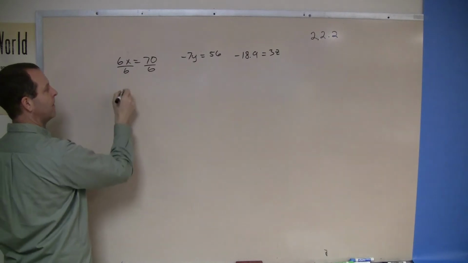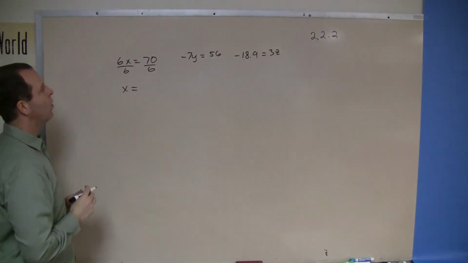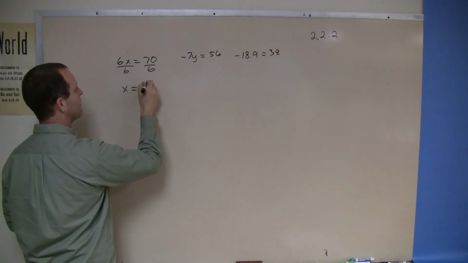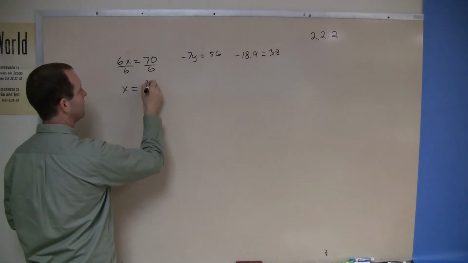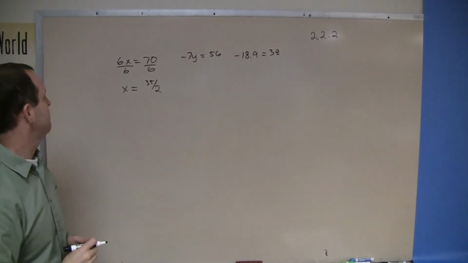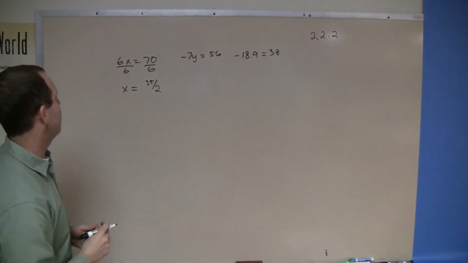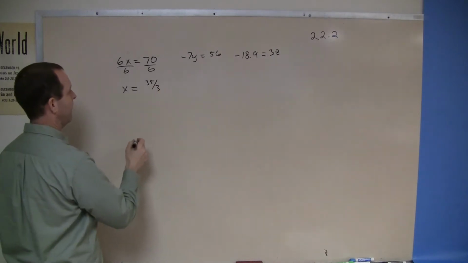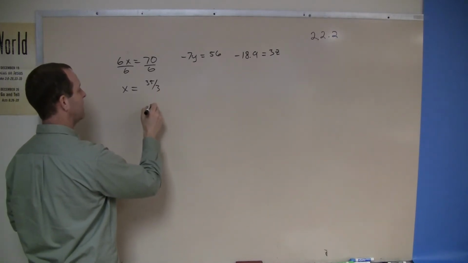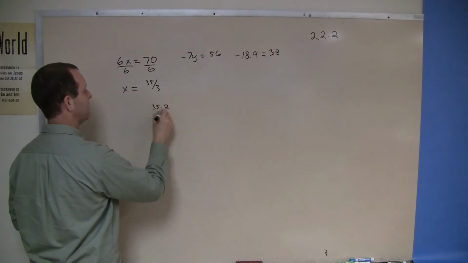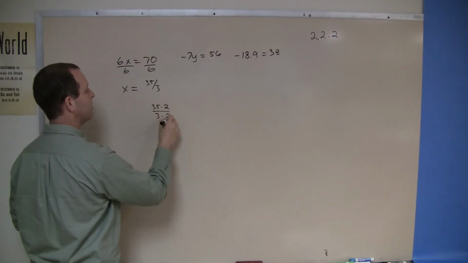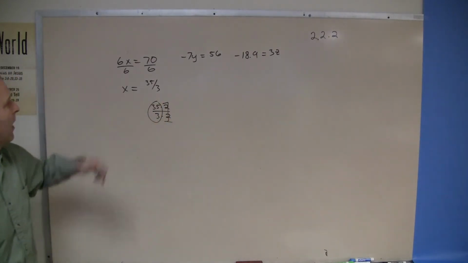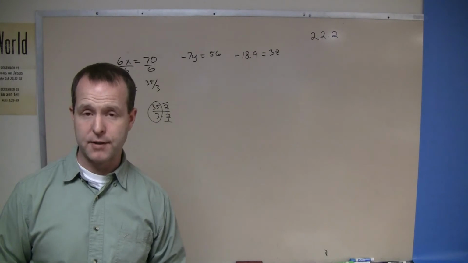And I'm left with x equals whatever that is, 35 thirds, 35 halves. I don't know. Let's write 70. 70 is 35 times a 2. 6 is a 3 times a 2. There's my clever version of 1. I'm left with 35 thirds. All right. So x equals 35 thirds.